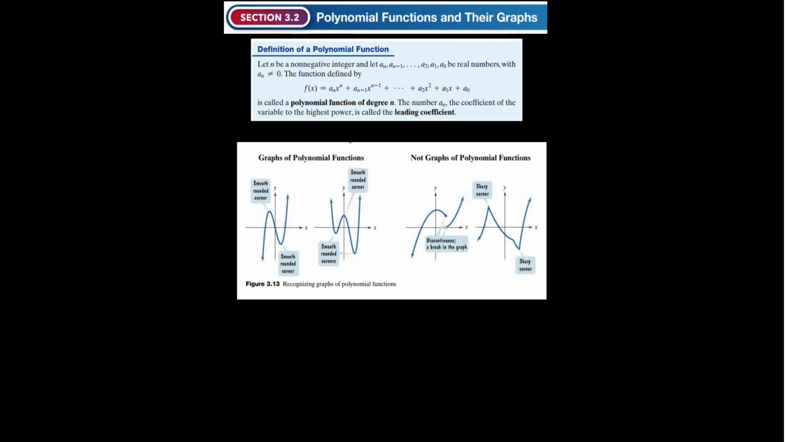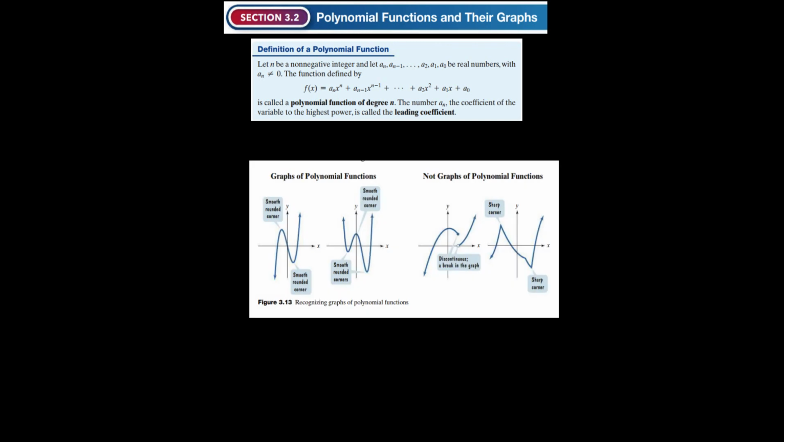The graphs of polynomial functions are characterized by smooth, continuous graphs. Notice how these are all nice and smooth and continuous. An example of something that's not smooth is this. We have sharp corners. And of course, these are continuous, there are no breaks in the graph. An example of a break in the graph would be this. Notice how we jump from one part of the graph to the other part. So the characteristics of a polynomial function are that they are smooth and continuous.